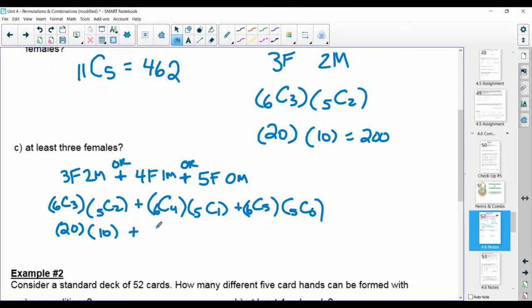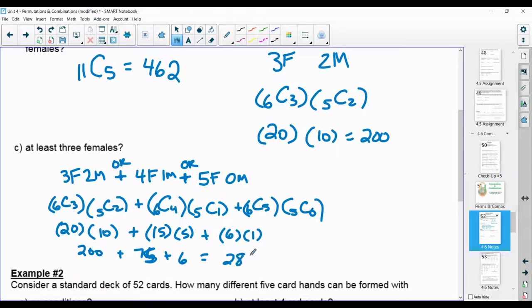So 20 times 10, 15 times 5, and then 6 choose 5 times 5 choose 0 gives us 6. So 6 choose 5 is 6, and then 5 choose 0 was 1, so that doesn't change anything. If I add that all up, that gives me 200 plus 75, plus 75 plus 6. So that would be 281 ways.